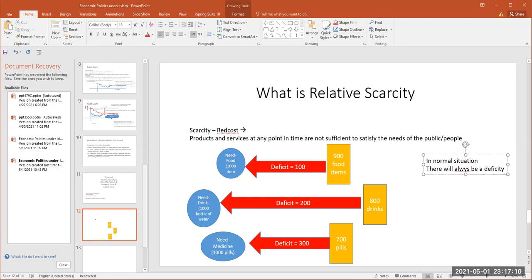Now, a deficit means there is less. You always have to define this word, especially in writing, when you want to write an article: there will be a deficit, which means there is not enough supply. There is less supply than there is demand. For example, in food, when we say the deficit is 100, it means 100 needs not satisfied.